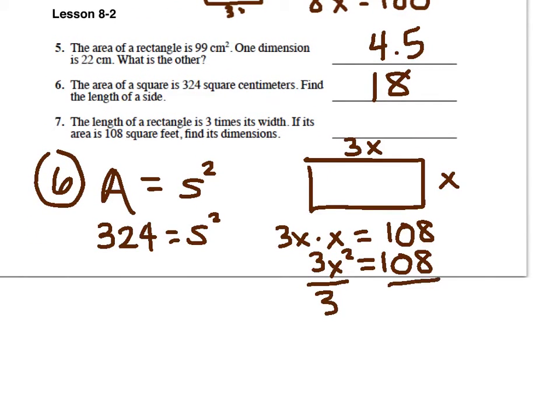Divide by 3, we get x squared equals 36, and then we square root to get x all alone. The square root of 36 is 6, so that is your answer for number 7.